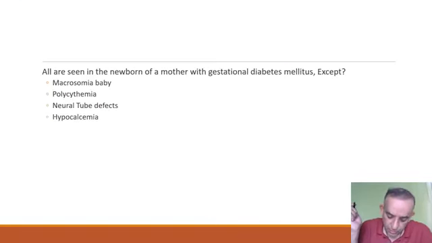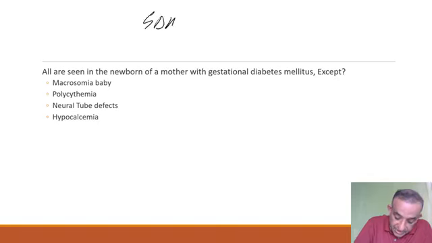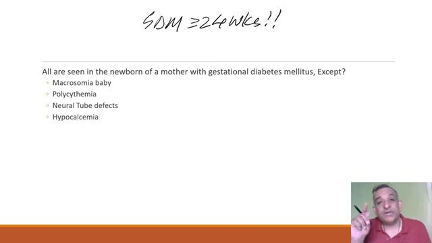All are seen in the newborn of a mother with gestational diabetes mellitus, except. Now, guys, GDM, extremely important question which keeps coming in exam. GDM occurs after 24 weeks. Please, there's a lot of confusion about this. GDM occurs after 24 weeks. That's why screening for gestational diabetes mellitus is done after 24 weeks.